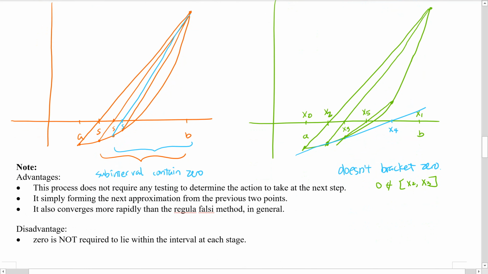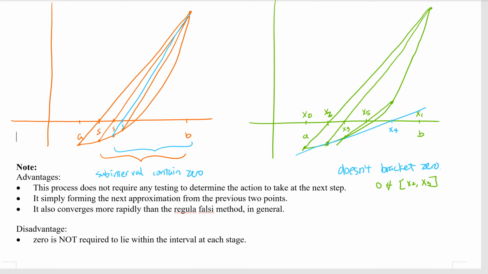So note, advantage. This process does not require any testing to determine the action to take at the next steps. This is the advantage because, unlike the bisection method and the regula falsi method, every time we need to test: are the endpoints positive or negative? So we need to decide which is the subinterval to continue that process.